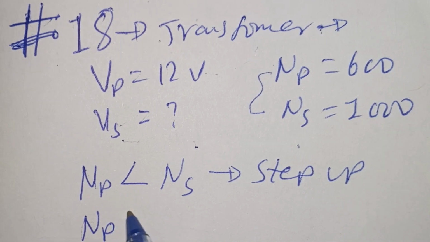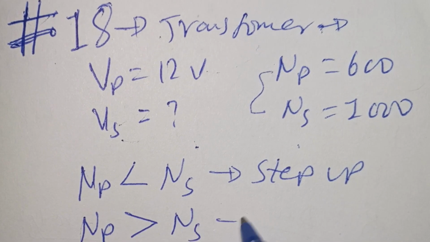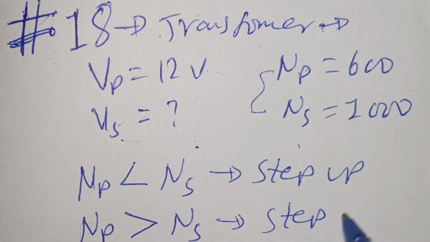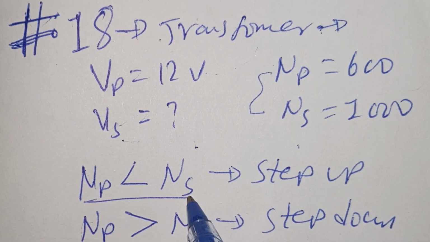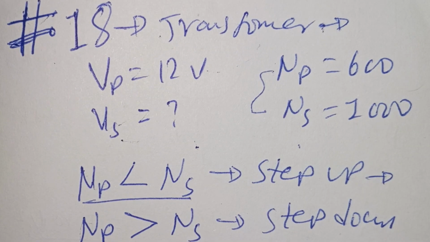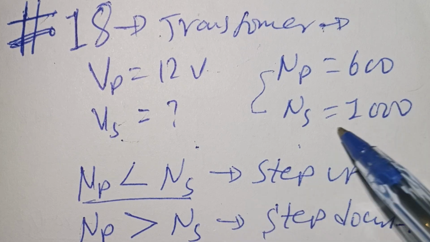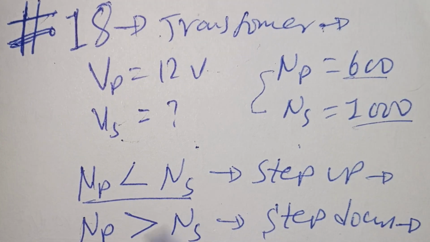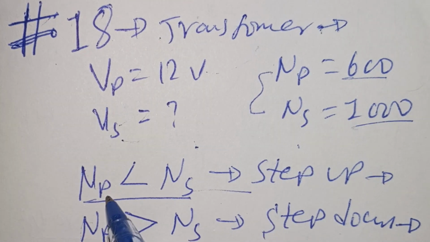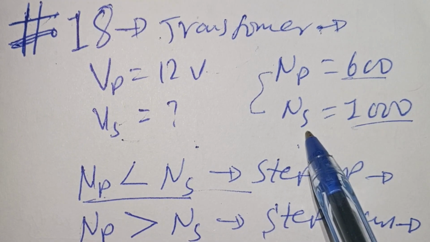But if the number of turns of the primary coil is greater than the number of the secondary coil, this transformer is called a step down transformer. That means it reduces output voltage. In this case, it increases the output voltage. So a step up transformer increases the output voltage of the alternating current, and the step down decreases the value of the output voltage. In this case, we can see that the number of turns of the secondary coil is greater than the primary. This means the transformer is a step up transformer.